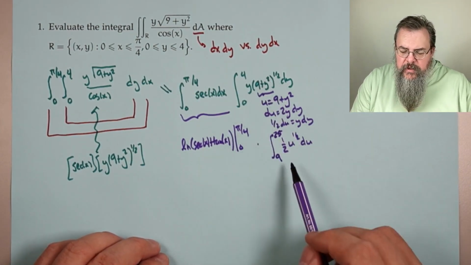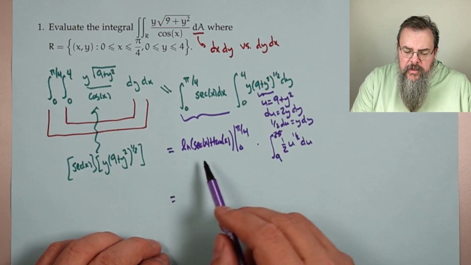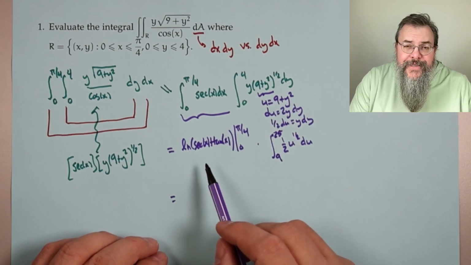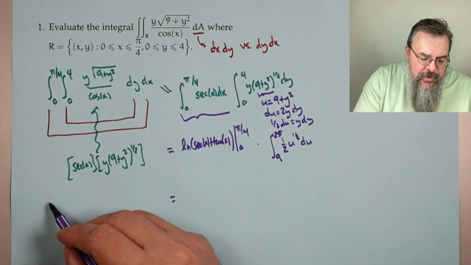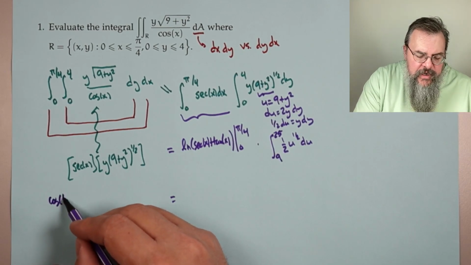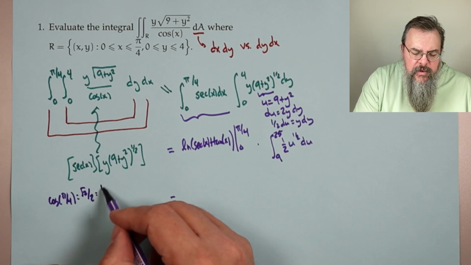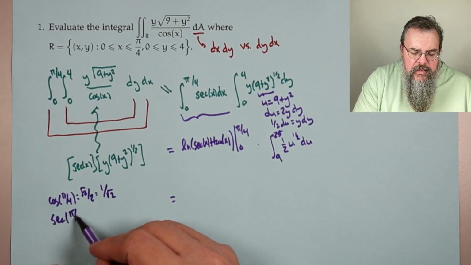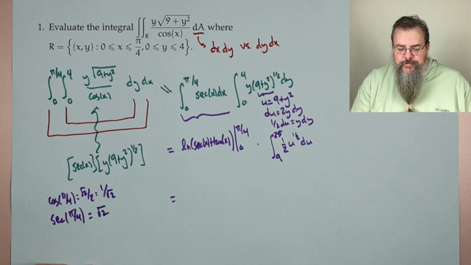The second integral, we did substitution. So, okay, well, let's do our evaluation. Secant of pi over 4 is square root of 2. Now, if you're not familiar, you might remember that cosine of pi over 4 is root 2 over 2, which is the same as 1 over root 2. Secant of pi over 4, you just flip that upside down, so you get root 2.